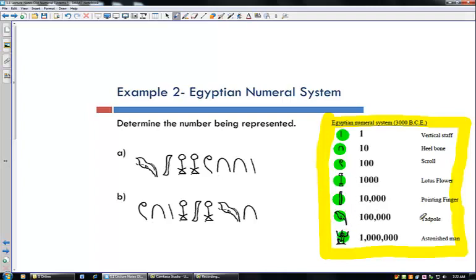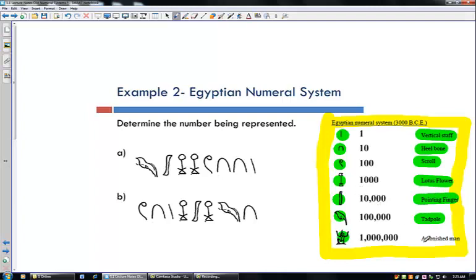Like if you think about the tadpole, well, you look at a pool of water, you see a lot of tadpoles. So 100,000 is a lot. Same with a lotus flower, I think. If you look at a field of flowers, you see a lot, so it represents 1,000. A vertical staff is pretty obvious why it would be 1. A heel bone, I haven't seen a very good explanation why a heel bone would represent 10. A scroll, maybe it was a standard unit of length, and so they let it be 100. Pointing finger, I'm not really quite sure why they would use a pointing finger.